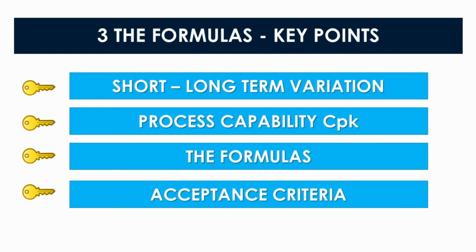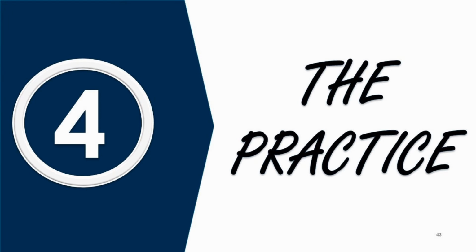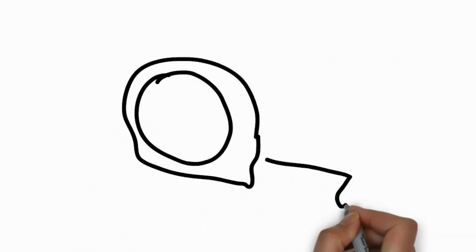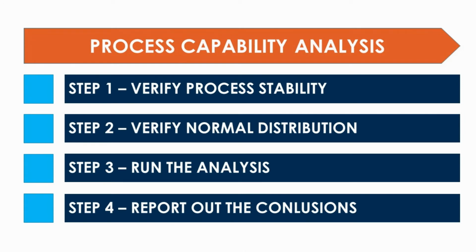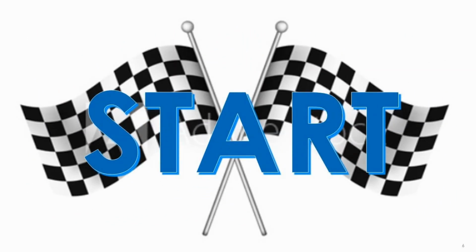So let's go to point number 4, the practice. In the practice, remember, we need to verify process stability, verify that the distribution of data is a normal distribution. We need to run the analysis and report out the conclusion. So let's start with an example of a race.